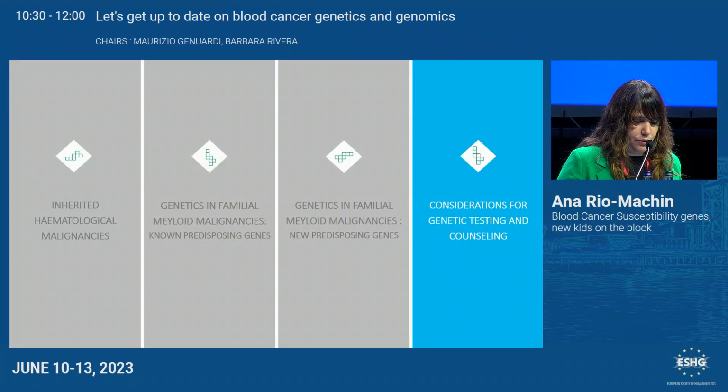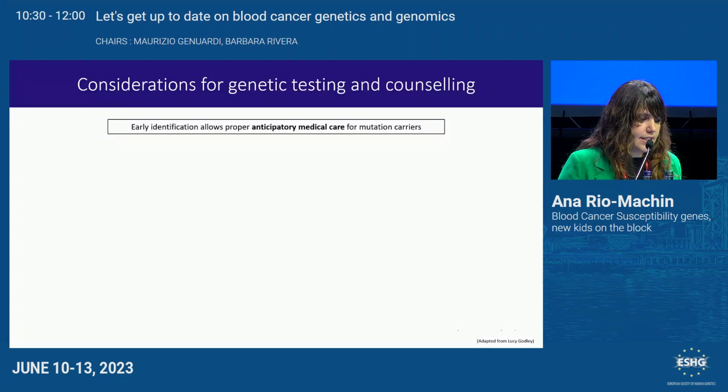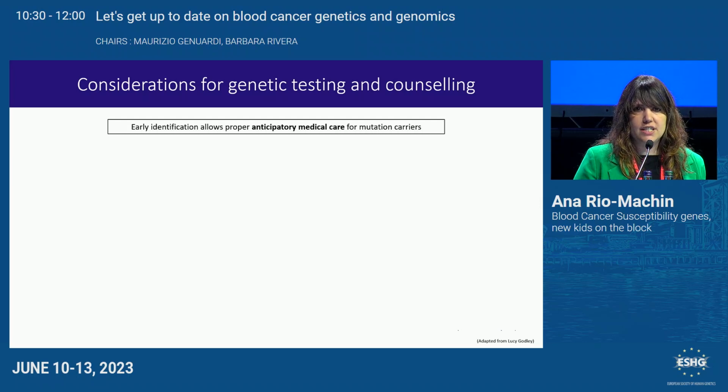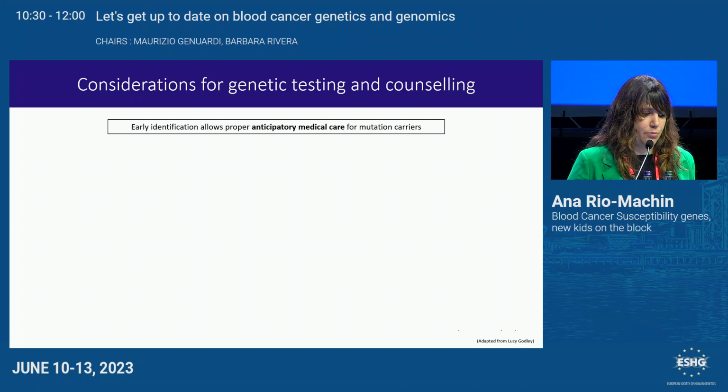Just to finish, I would like to say a few words about considerations for genetic testing and counseling. The first thing that we have to have in mind is that we don't have anything to offer to these patients, so there is no prophylactic measure that we can take for the carriers, but the early identification of these mutation carriers allows proper anticipatory medical care, and that's very, very important.